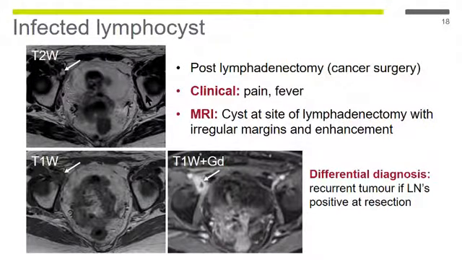In my neck of the woods, which is mainly in a cancer hospital, the diagnosis of an inflammatory mass is usually an infected lymphocyst. So you can see in this patient here, she'd had a lymphadenectomy, obviously that's the clue, and you've got a painful mass in the groin, enhancement with inflammation around. The one thing you've got to beware of in these patients is if they've had positive lymph nodes removed, then that can be a sign of recurrent tumor.